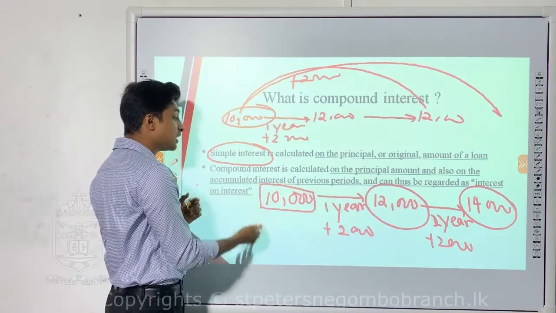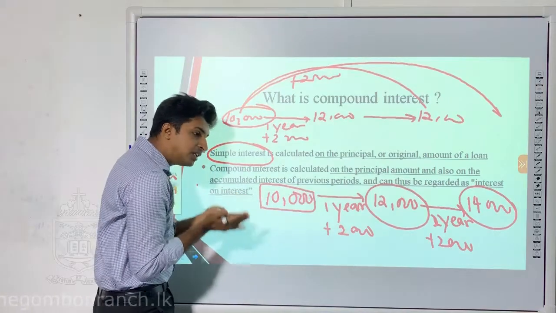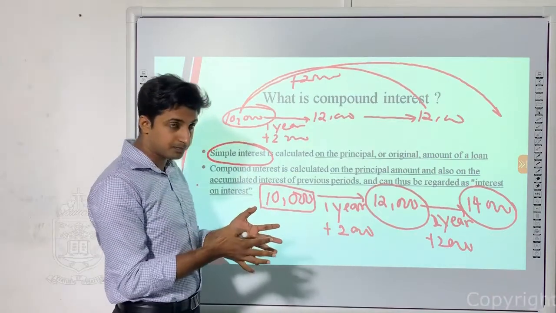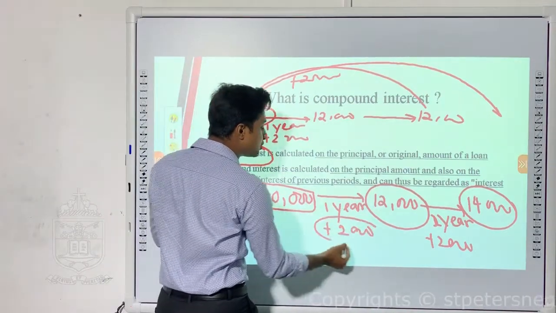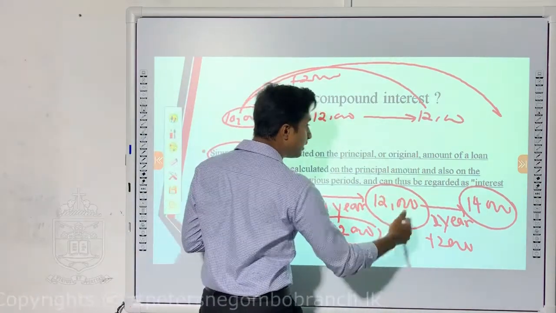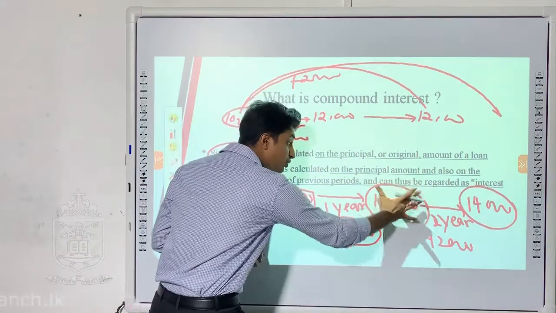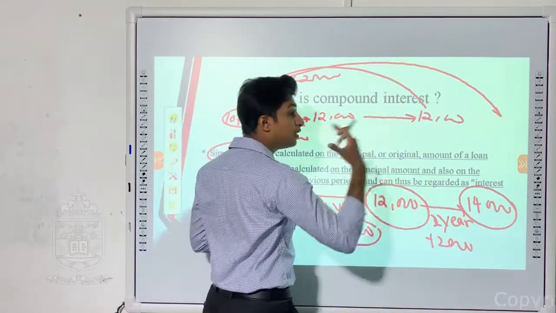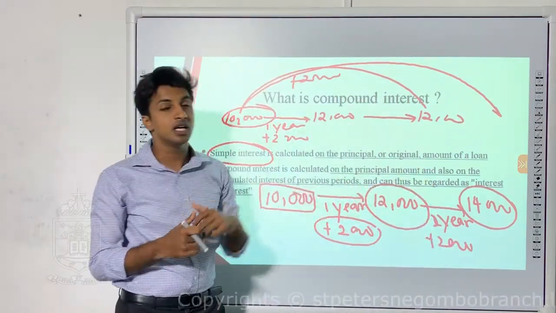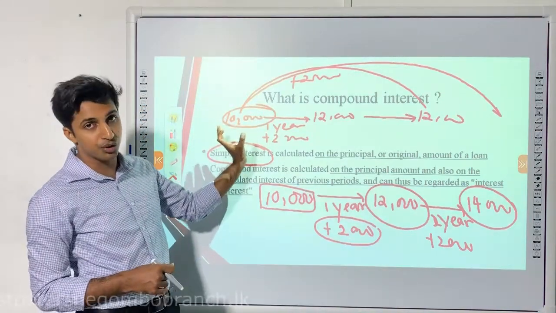But in compound interest, the interest is added to the value that is previously in the account. That is, 10,000 was your principal amount, the amount that you are going to deposit. After 1 year, let's take there is an interest of 2,000 added to it. Then by the end of the first year, you have 12,000, and for the second year, interest will be added onto the whole amount you have here. Then you have 14,000. For the next year, compound interest will be added to the amount you have as 14,000. But in simple interest, it is only about the first value that you are going to deposit.